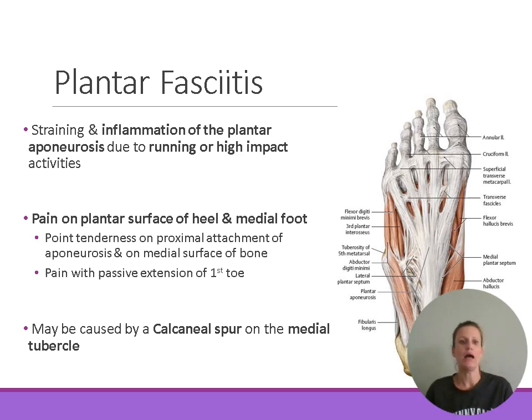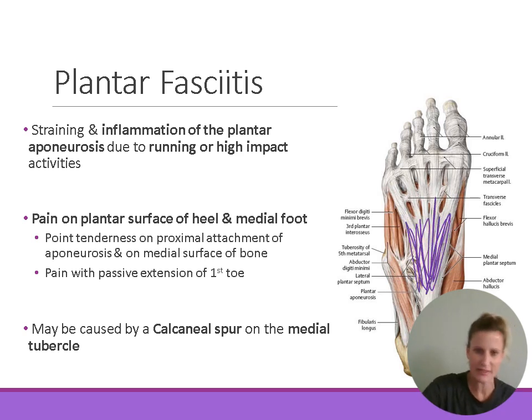Plantar fasciitis occurs when there's straining and inflammation of the plantar aponeurosis. Remember, an aponeurosis is a flat, broad band of tendinous connective tissue. The plantar aponeurosis goes along the plantar aspect of the foot. So we're looking at the bottom of the foot. Typically, this is due to running, and you'll notice that running is really, really bad for your legs, you guys. It's like throwing a ball is for the shoulder and arm. This occurs due to running or high impact activities, like aerobics, with that constant jumping on the feet.